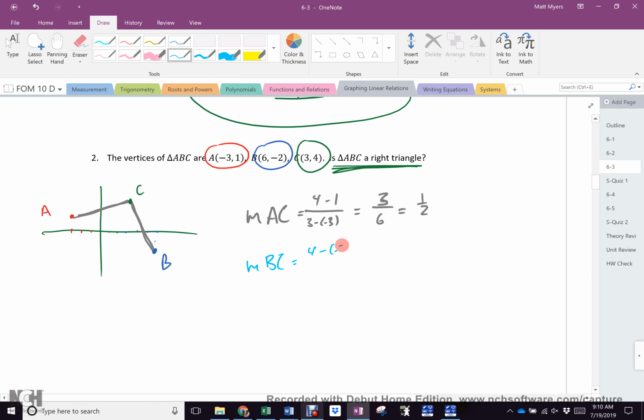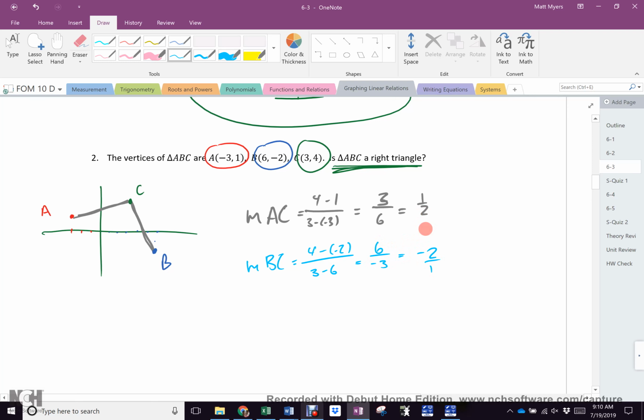Four minus 2 over 3 minus 6. What's 4 minus 2? 6. What's 3 minus 6? -3. Would we ever leave that for Mrs. Bad Crumble? No. What would we write it as? -2 over 1 or -2, right?